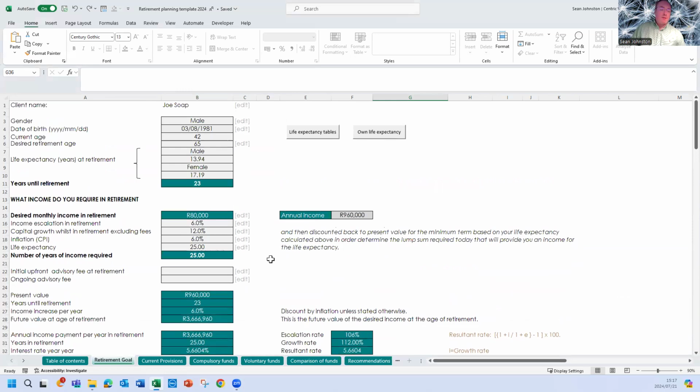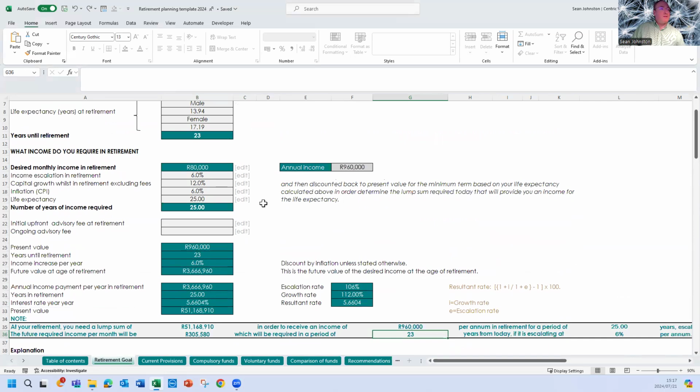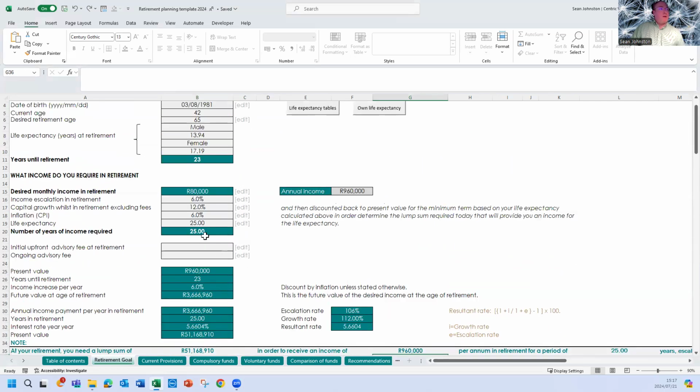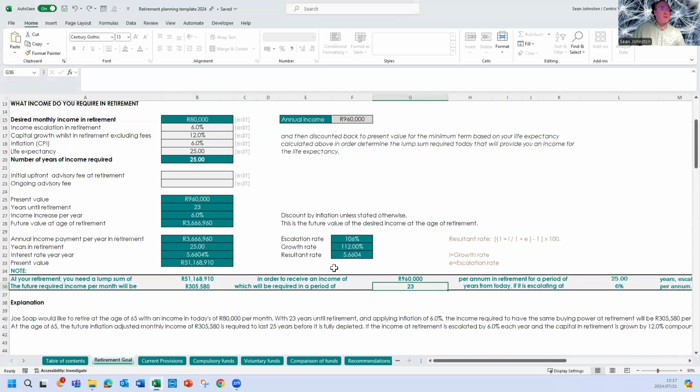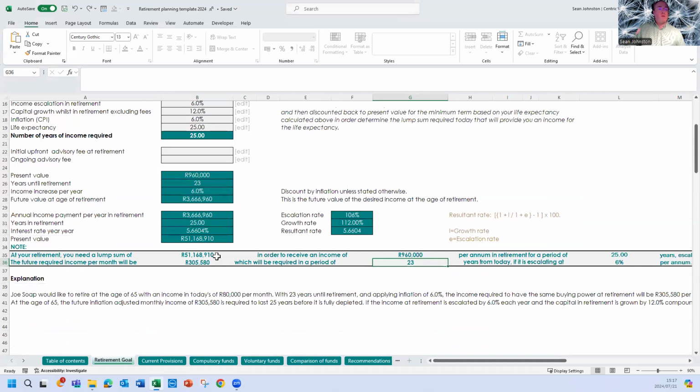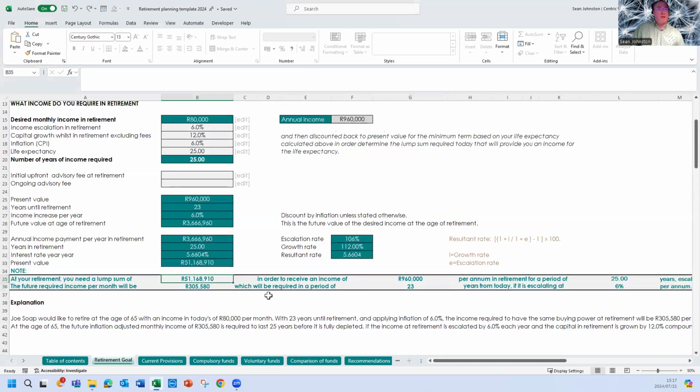So the point being is, if Joe was 22 and trying to replace 80,000, yes, this amount would be bigger because it's going to be compounding over a lot more than 23 years, because it's 22 versus 42, but the requirements that he needs to put away per month to do so is going to be a lot easier than it is going to be for Joe, because Joe's only got 23 years to raise 51 million. And this is what you can play around with.